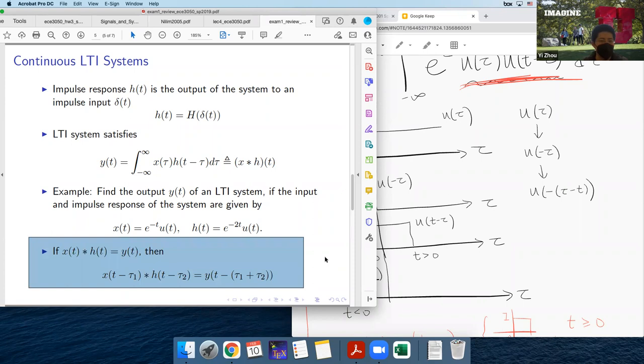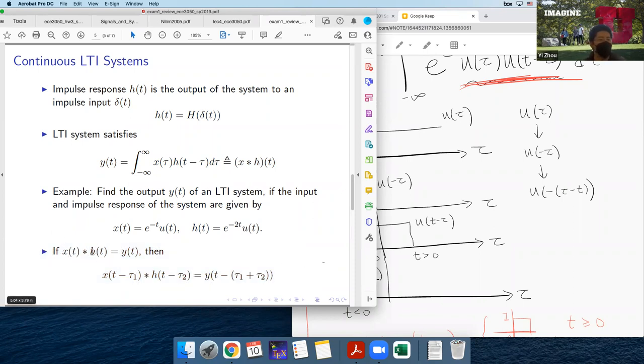The other property about convolution is the delay property. If we know that x and h, their convolution gives y, then if both x and h are shifted by some time shifts, tau 1 and tau 2, their corresponding convolution is essentially the original convolution signal delayed by tau 1 plus tau 2. So the delays from the inputs are added up on the output side. This is the delay property for the convolution. Using this property, whenever you need to calculate the convolution between delayed signals, you can first work out their convolution using the undelayed versions and then simply shift the output y(t) properly.